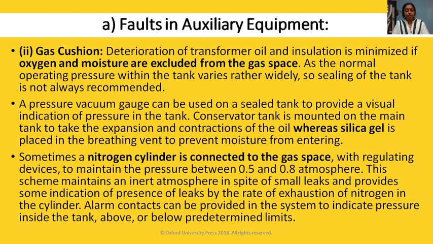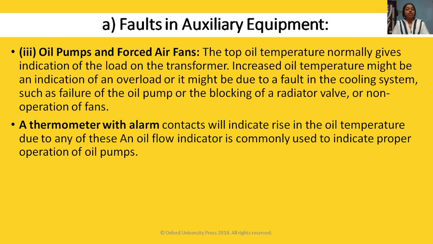Sometimes a nitrogen cylinder is connected to the gas space with regulating devices to maintain the pressure between 0.5 and 0.8 atmosphere. This scheme maintains an inert atmosphere in spite of small leaks and provides an indication of presence of leaks by the rate of exhaustion of nitrogen in the cylinder. This also gives alarms.